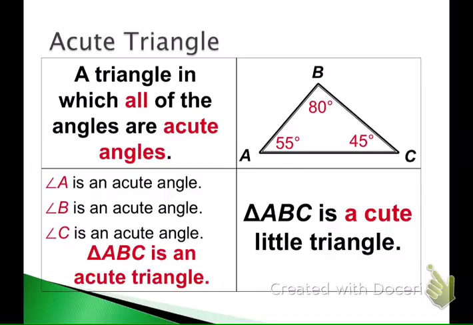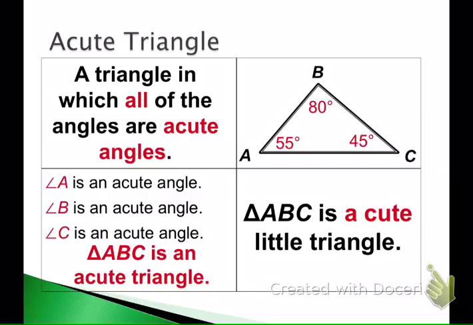Now, when we name a triangle, we name it by the letters in its corners, or another word for its corners is its vertices. And when we name a triangle, we do not need to order the letters in any certain order. So I could call this triangle ABC. I could also call it triangle BCA. I could call it ACB. I could call it CAB. Doesn't matter the order that I put the letters of the triangle in.